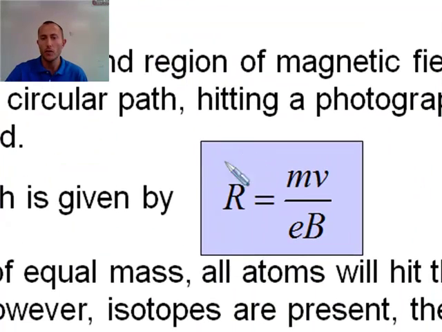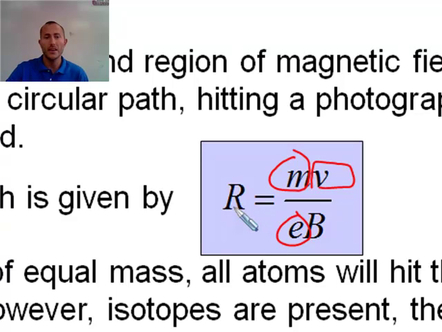R equals mv over qB. Here m is the mass, v is the speed, q is the charge, and B is the strength of the magnetic field. If we assume they're all coming through with the same velocity, the same speed, and q here is the fundamental charge, the charge on an electron or a proton, so that's constant, and the magnetic field is the same, then the only thing that could be changing between ions is the mass. So the only thing that's going to impact the radius of curvature is the mass.